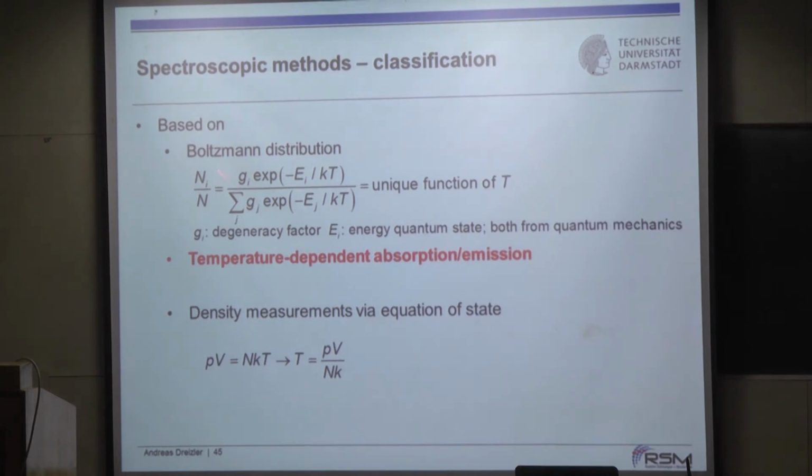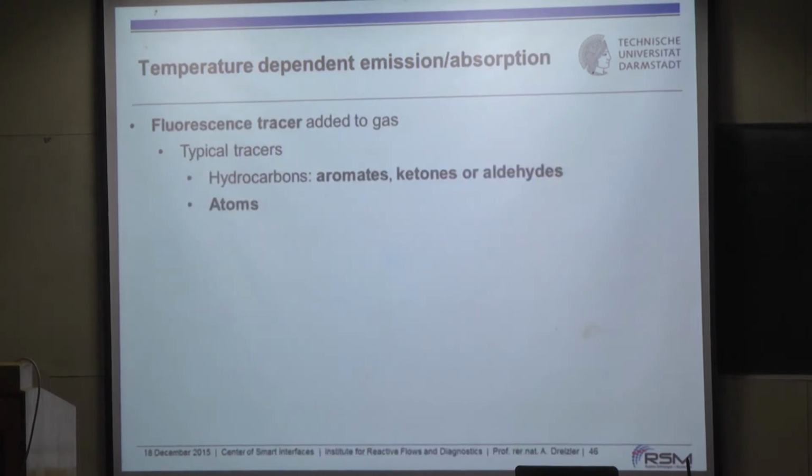After we have spent so much time on these Boltzmann fractions, you should never forget that now, even if you're working in the numerical part, let's have a brief look into temperature-dependent absorption and emission spectra. Well, here, the idea is a very different one. Here, you typically add tracers to your gas and perform fluorescence measurements only. Only, back now to fluorescence. And typical tracers are aromatics, ketones, or aldehydes, in some cases even atoms.